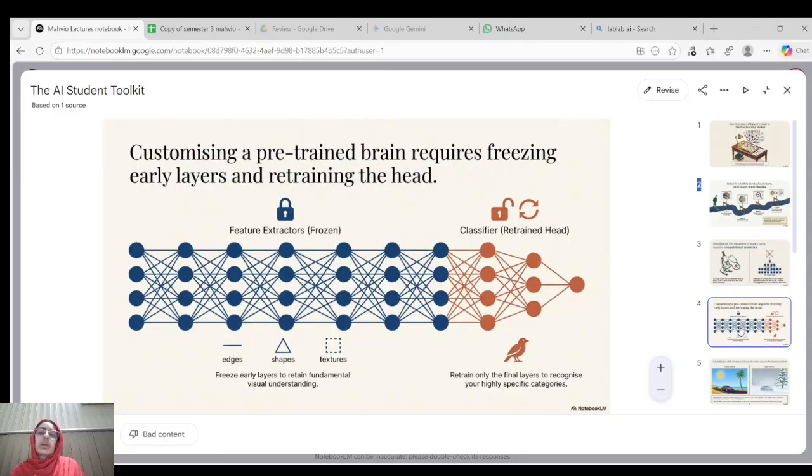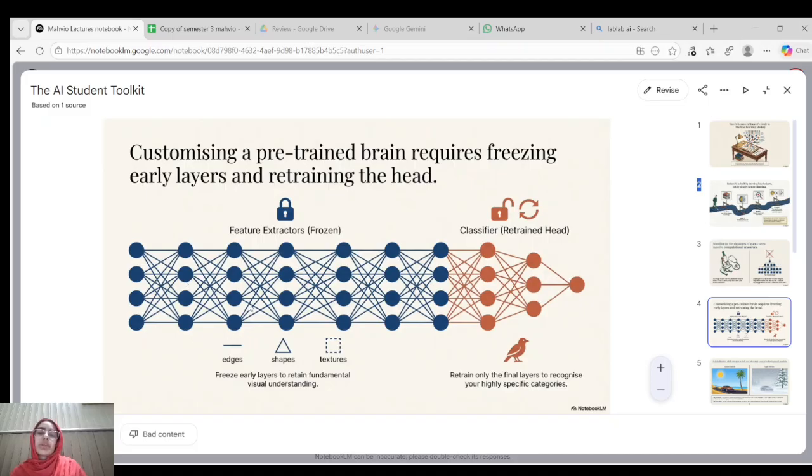Now the question is, how do we customize this brain? We use a process of freezing and retraining. The frozen layers are the feature extractors. We freeze the early parts of the model because they are already experts at seeing edges, shapes, and textures. These are the layers, 1, 2, 3, 4, and so on. We freeze some early layers of the model, and those are the frozen layers.